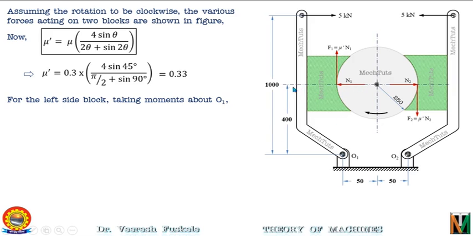So N1 into 400 will be positive, and then you have F1. F1 will rotate the lever in the clockwise direction about this fulcrum point. So it will be a negative moment, and the magnitude will be F1 into the perpendicular distance of the line of action of the force of friction from the fulcrum point. Now as this figure is not drawn to the proper scale, I'll explain how this calculation of the distance of line of action of the force F1 and O1 will be done with a different figure.